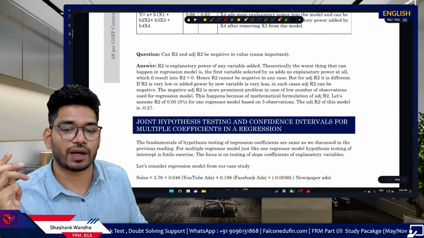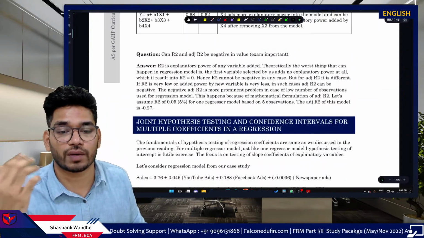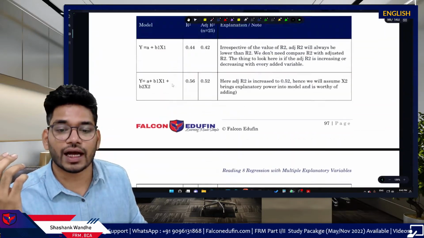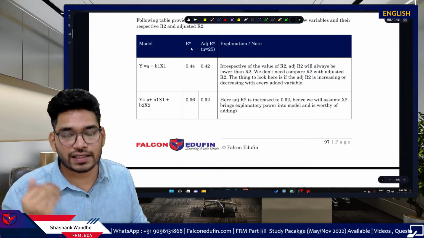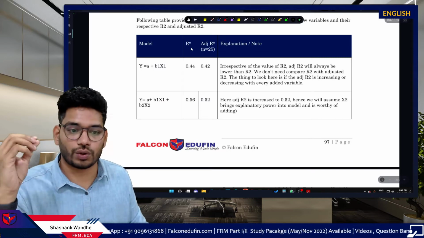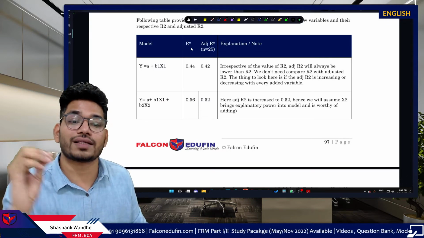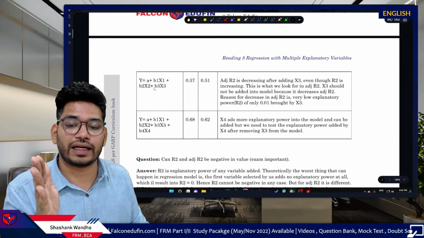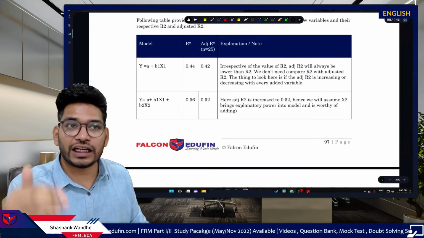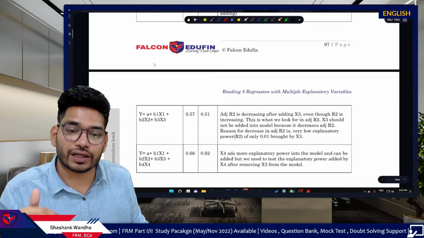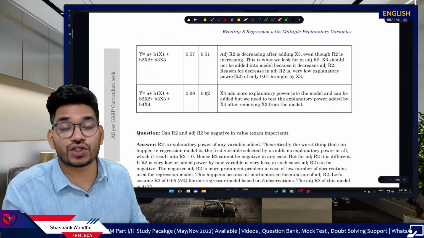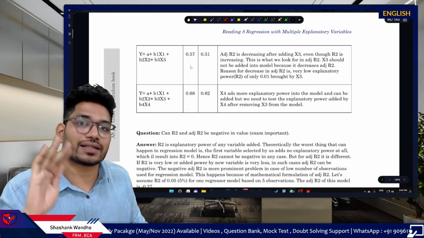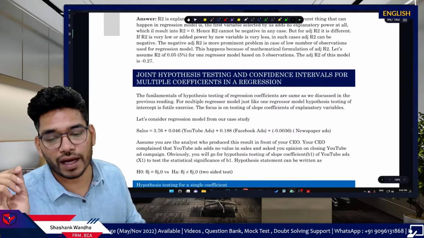And this particular part: can adjusted R square and R square be negative? Very important area, so you must understand it. And here I extended this adjusted R square discussion so that you specifically understand how adjusted R square works. This is a very detailed example where we individually add one variable at a time, and see how it impacts your adjusted R square and how it impacts the R square. So you will be able to understand this concept in a proper manner.